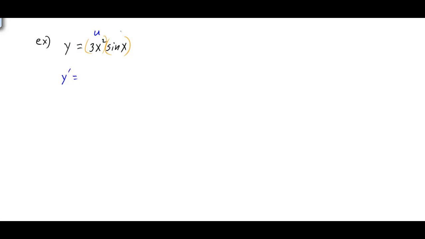we have u and v, so therefore we would write down 3x squared multiplied by v prime. And the derivative of sine, remember this is one you just have to memorize, the derivative of sine is cosine, plus v multiplied by the derivative of u, the first. So 3x squared becomes 6x. So there's the derivative, and then from here all we have left to do is simplify.